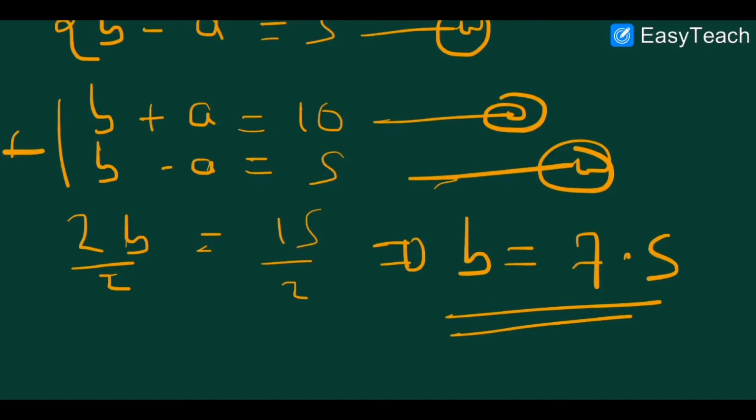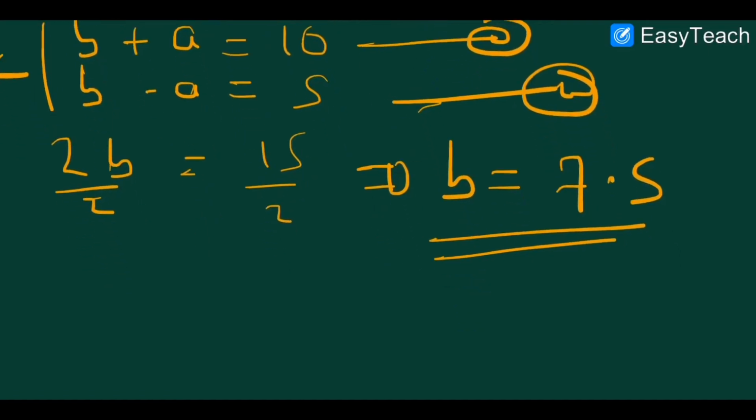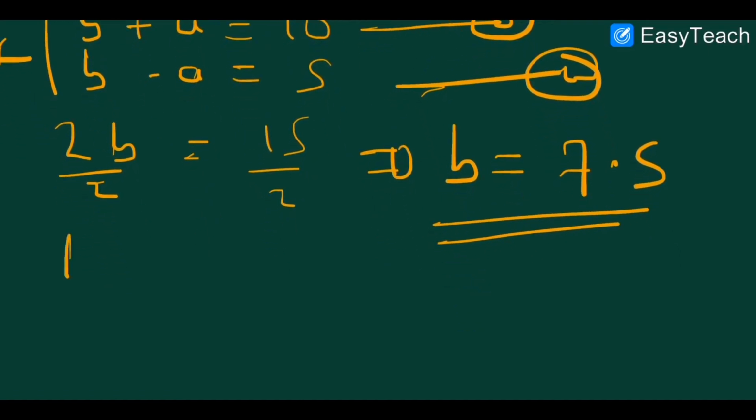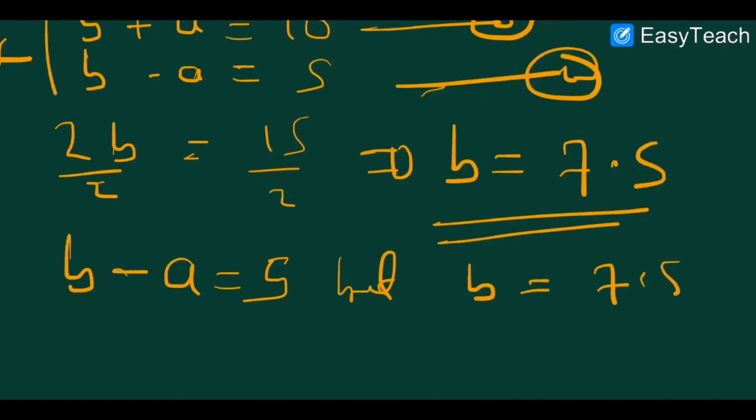How about the value of A? You can consider the second equation, B minus A equals 5. But I know that B equals 7.5, so you're supposed to plug in the value of B. Here, 7.5 minus A will be equal to 5.